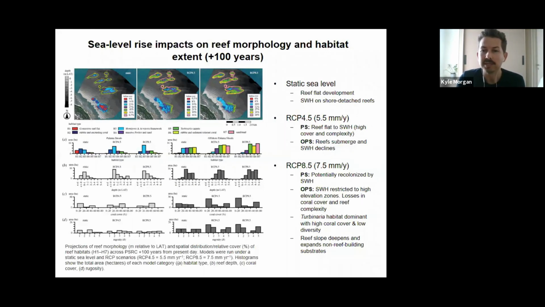Under the high emission scenario and probably the more likely scenario, again, at these shore attached sites, we see more substrates being potentially recolonized by shallow water habitat.